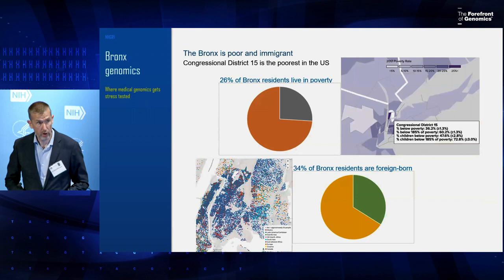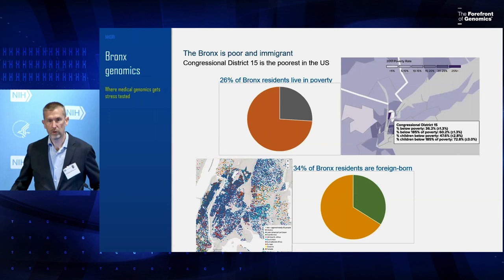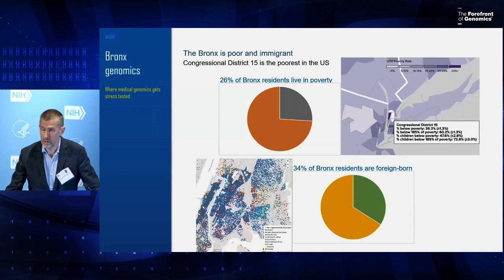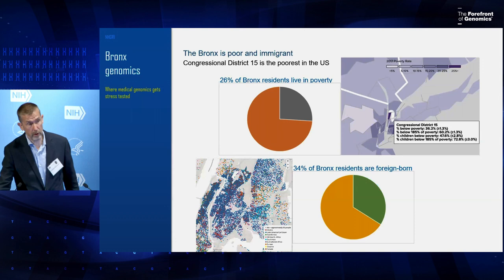26% of the Bronx residents live in poverty. In fact, it's 36% in Congressional District 15 in the South Bronx, which is the poorest congressional district in the United States. It's just across the Harlem River from some of the most wealthy people on planet Earth, and these patients of mine do not deserve to live like this. 34% of the Bronx residents are foreign-born, and quite a few are undocumented and uninsured.